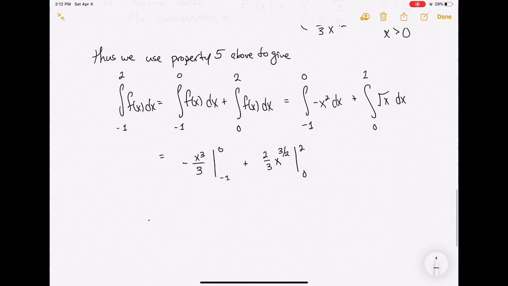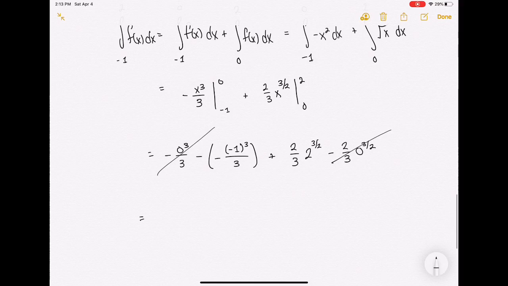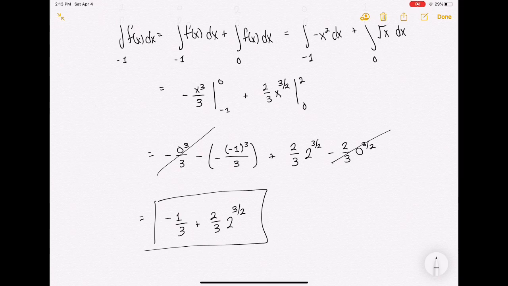And I can evaluate each of those separately as I plug in the top and subtract the bottom. So plugging in the top, -0 cubed over 3, subtract the bottom, -1 cubed over 3. Same goes here. I plug in the top, I get 2 to the 3/2 minus 2/3, 0 to the 3/2. So of course the terms of 0 are gone, and I'm left with 1, 2, 3, 4, 5 negatives. So this is actually a full-on negative 1/3 plus 2/3 2 to the 3/2. And 2 to the 3/2 doesn't really have a nice answer. Just leave it at that.